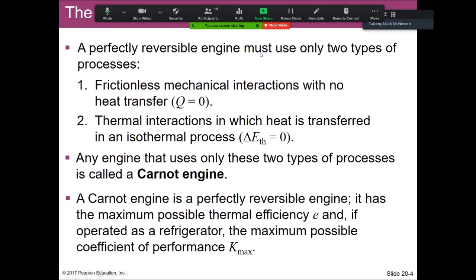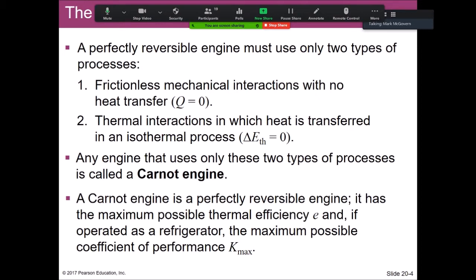Okay, we need a perfectly reversible engine. Now, you might remember, this was last lecture actually, where we talked a little bit about reversible processes. And what I mentioned at the time is that an isothermal process is a reversible process. When something is at the same temperature and it maintains that, then you can reverse the process.